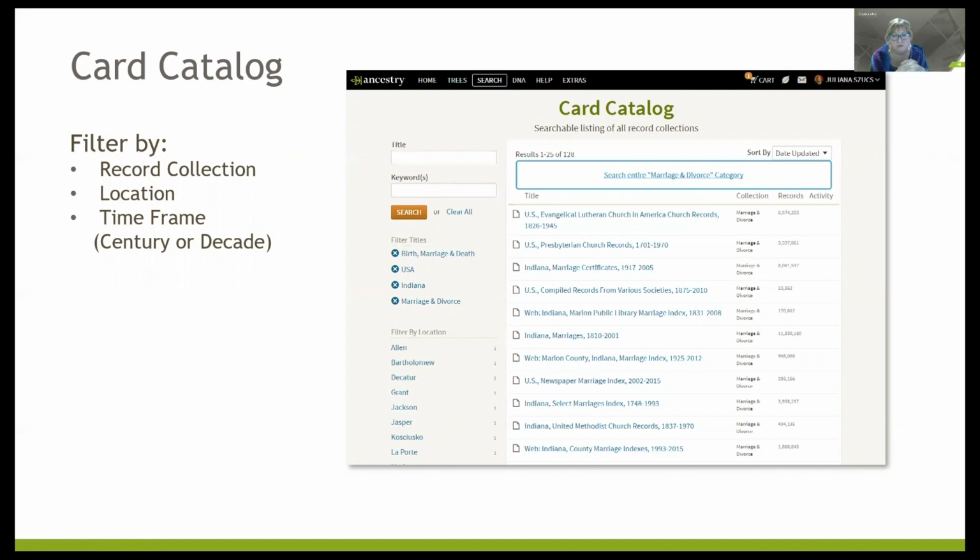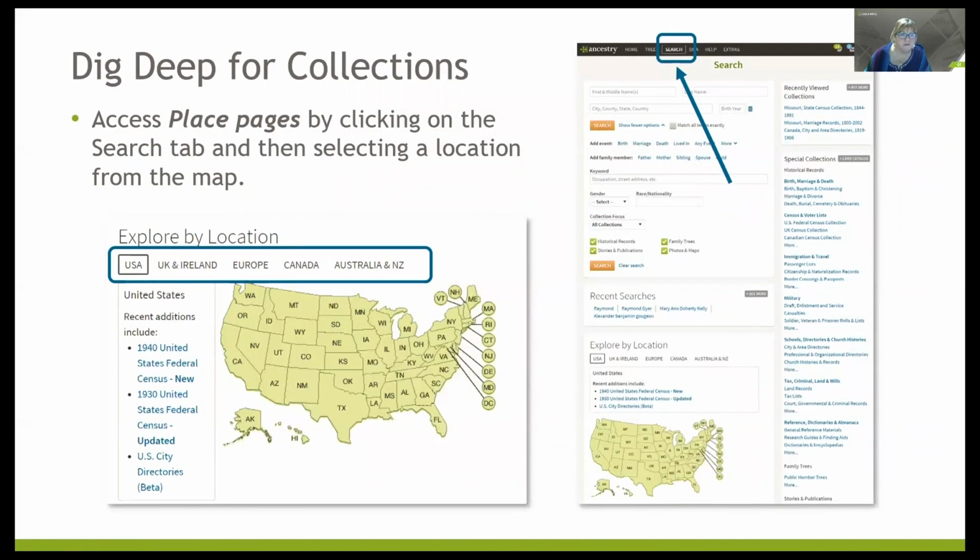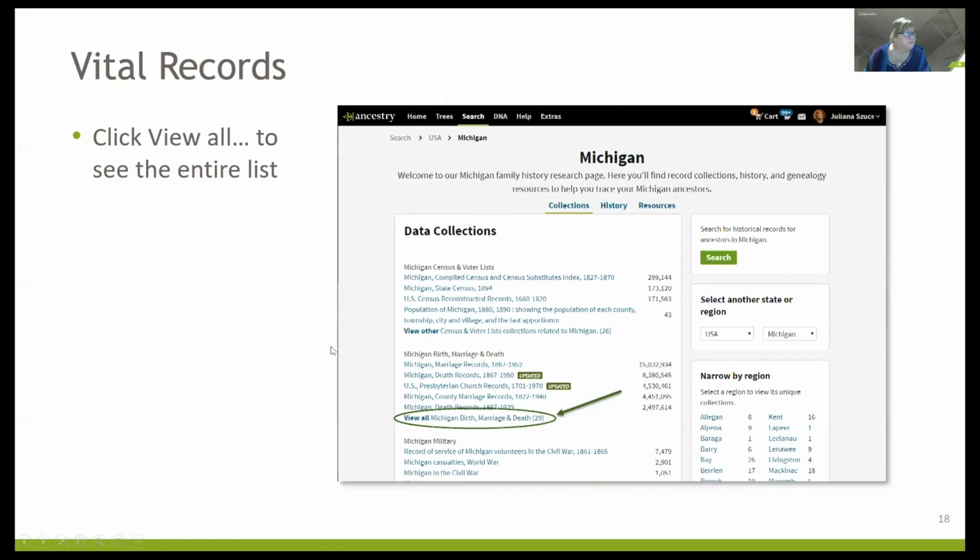And that would only give you collections that include the 1940s in them. Another way to look at our collections is to look at our place pages. And in the place pages, you could go to the search tab up here, and then down at the bottom of the page, you've got this map. And you can explore by location by different countries too. But go in and you select a state, and it's going to take you to a page like this.